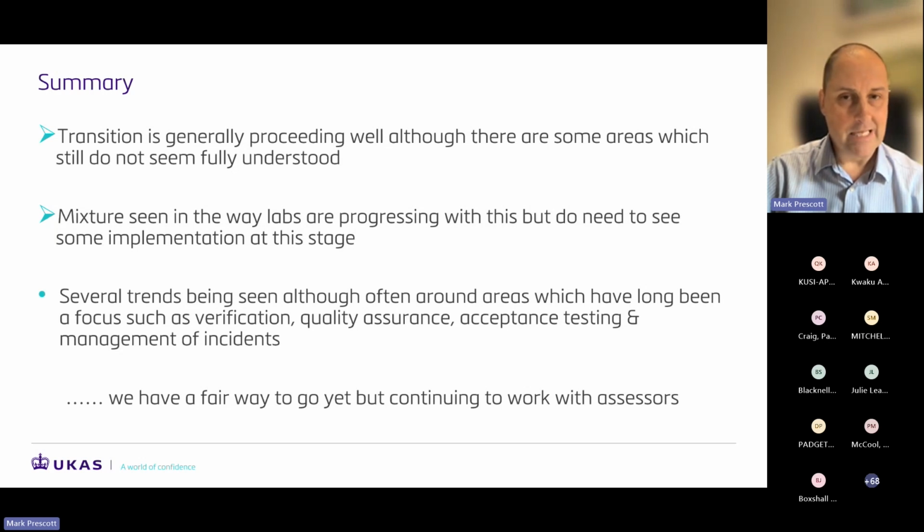There are some trends being seen, but some of these are around areas which have long been a focus. They are classed as moderate changes on the gap analysis, but they are areas that we are familiar with, such as verification and quality assurance. So yeah, we do have a fair way to go yet, but we are continuing to work with our assessors. We are looking at things like these incident trends, and if we're seeing things which are perhaps more applicable to a surveillance than a transition, that we actually communicate that to our assessors.